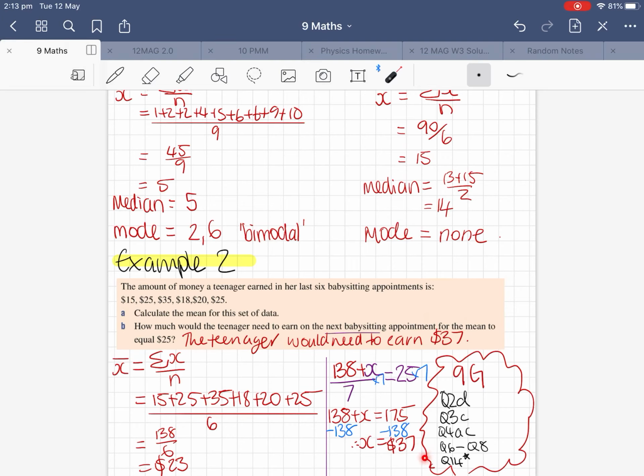But for now, we're just going to move on to some consolidation of mean, median, and mode, exercise 9G, question 2, 3, 4, and 6 to 8, and question 14 for a challenge.